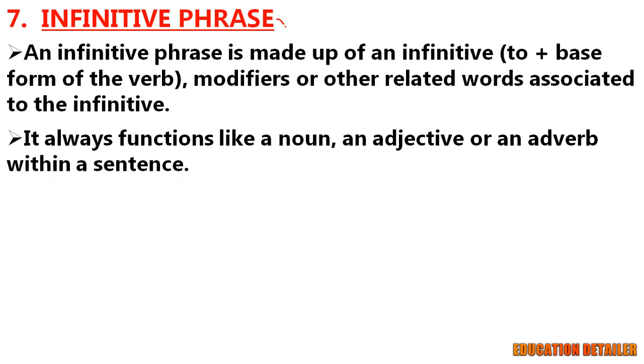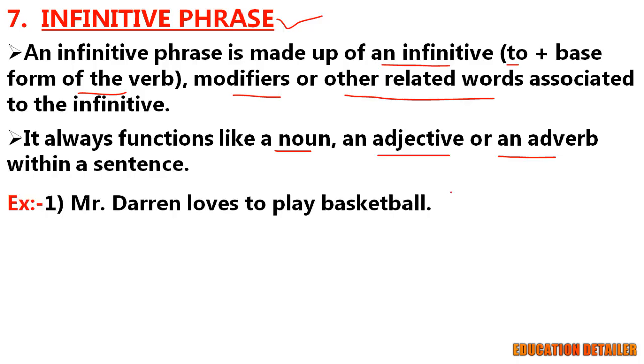Seventh type, infinitive phrase. An infinitive phrase is made up of an infinitive, to plus base form of the verb, modifiers, or other related words associated to the infinitive. It always functions like a noun, an adjective, or an adverb within a sentence. Example, Mr. Darren loves to play basketball.